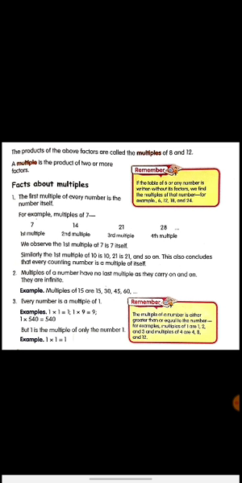The multiple of a number is either greater than or equal to the number. For example, multiples of 1 are 1, 2, 3, and the multiples of 4 are 4, 8, and 12.